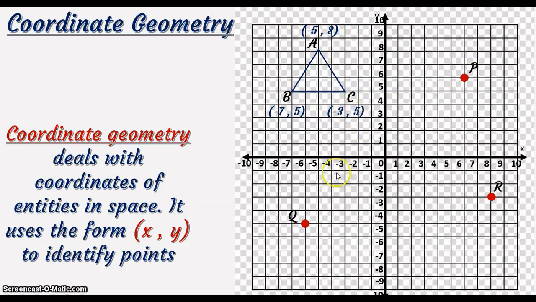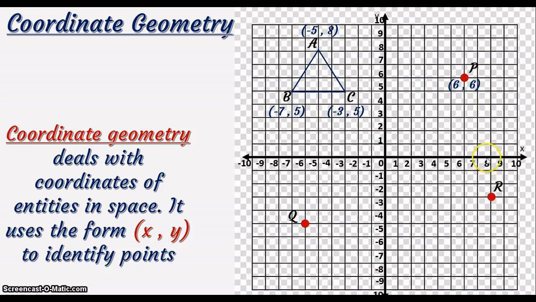Let's look at points P, Q, R. Now for P, what are the coordinates of P? This is the point, this is 6 on the x, and this is 6 on the y, so it's x, y, which is 6, 6. That's the coordinates.